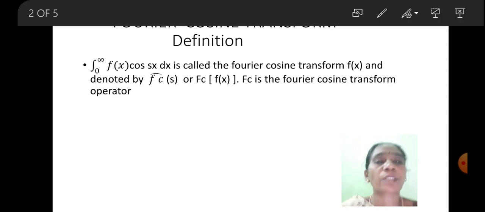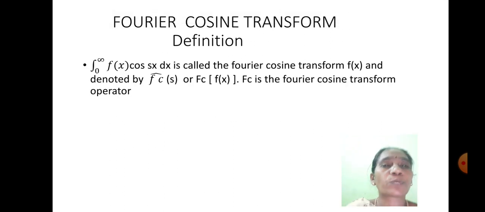Next one is types of Fourier transforms. That is, first one is Fourier cosine transform, second one is Fourier sine transform, third one is inverse Fourier sine transform, and fourth one is inverse Fourier cosine transform.